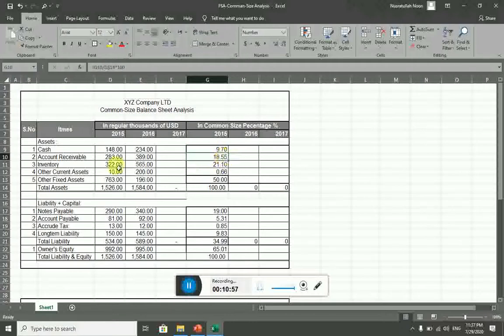Similarly, for accounts receivable, 18.55% of total assets is accounts receivable. It is the same operation, subtotal divided by grand total multiplied by 100. And now let's do it for 2016. So this is our subtotal divided by grand total, then multiplied by 100. What's the result? 14.7%.